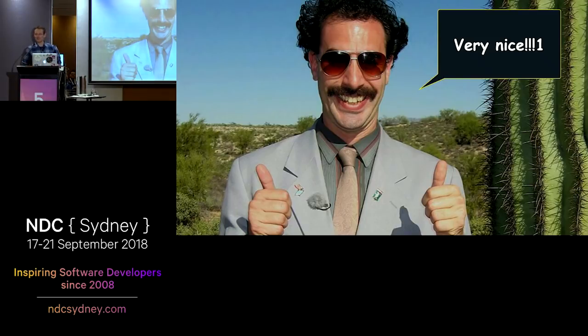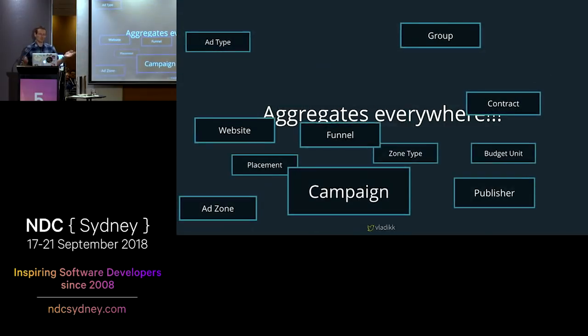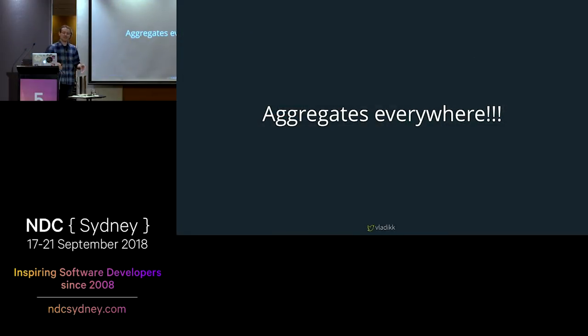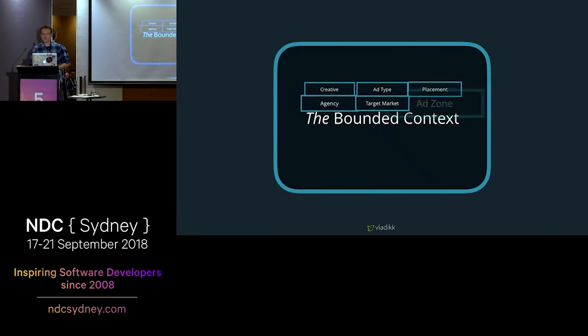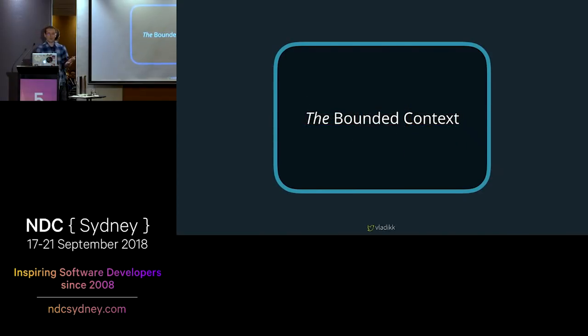Guess how the system was initially designed? Its architectural style could be summarized as aggregates everywhere. Creative, agency, advertiser, publisher, funnel, placement, campaign, each and every noun in the requirements was proclaimed as an aggregate. And of course, all those so-called aggregates resided in a huge lone bounded context. Exactly the same monolith that everyone warns you about nowadays.